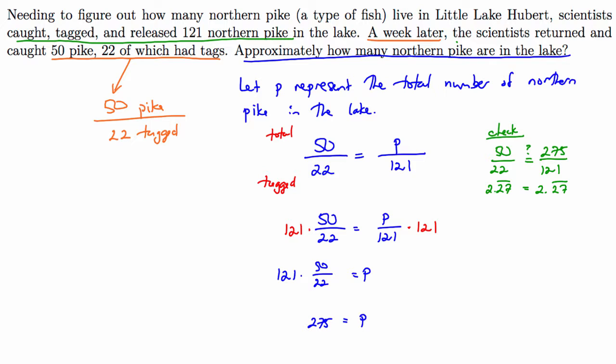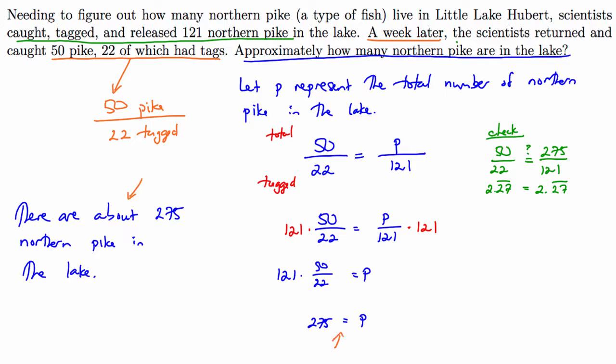So we're ready to answer the question. Approximately how many northern pike are in the lake? There are about 275 northern pike in the lake. It's important to point out I did include the word about in my sentence, even though originally it was an equal sign, which indicates these two values are exactly equal.